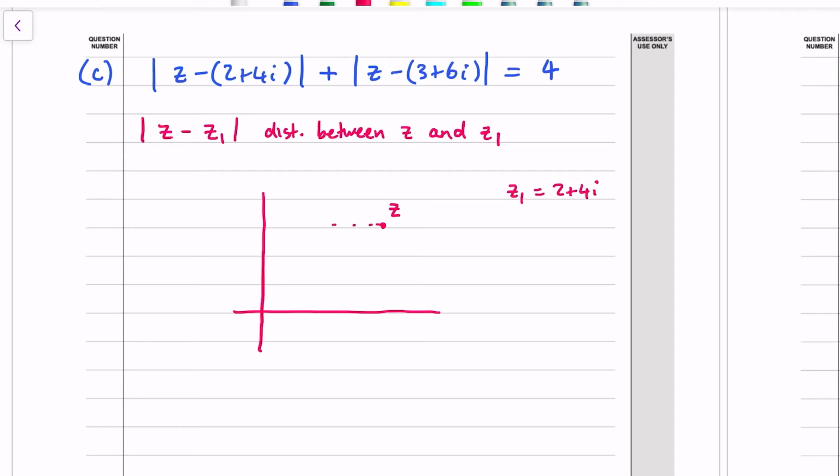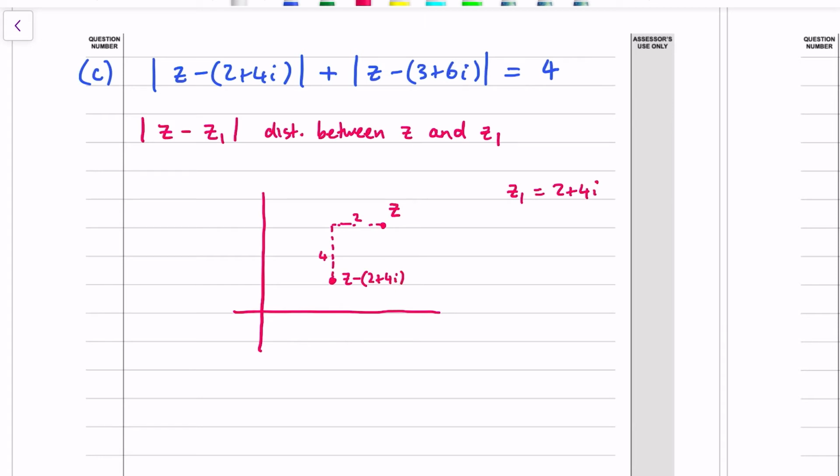So I'm going to take away 2. That will move me to the left. That distance is 2. I'm going to take away 4i as well. It's going to take me down by 4. And that there will be my z take away 2 plus 4i.